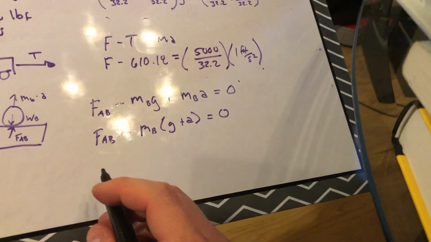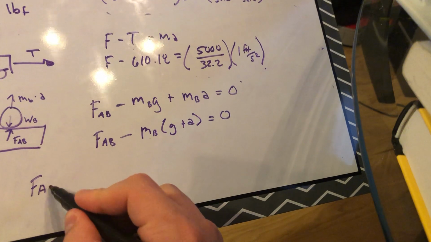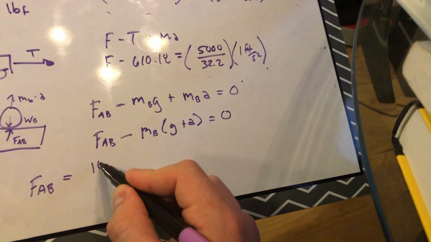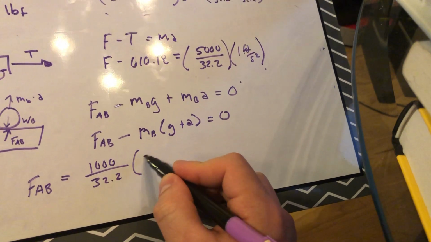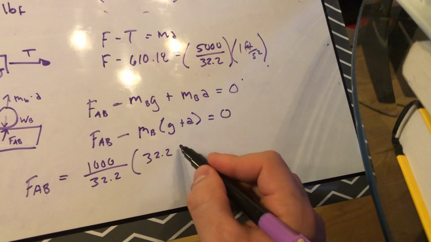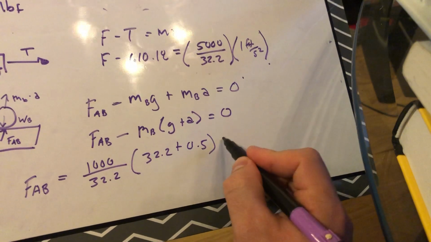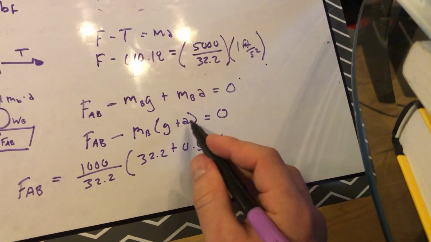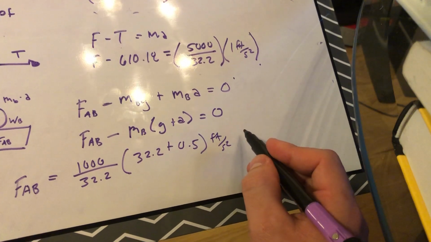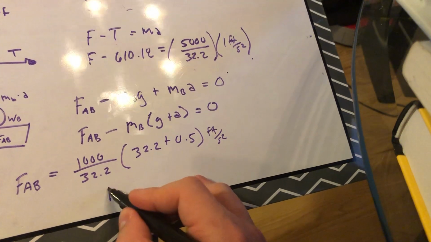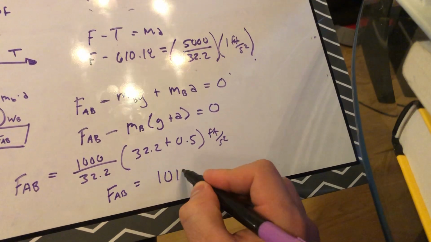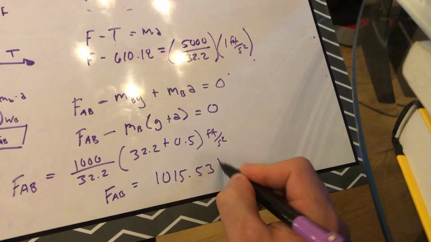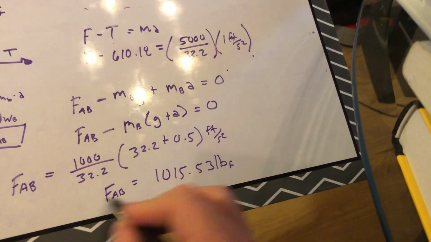Okay. So we can say force of AB is now equal to 1,000 pounds divided by 32.2, so we have 32.2 for gravity, plus 0.5 feet per second squared, because we know that's moving up at 0.5 feet per second squared. Working that through, we're going to have 1015.53 pound force. Cool. That's problem 2.